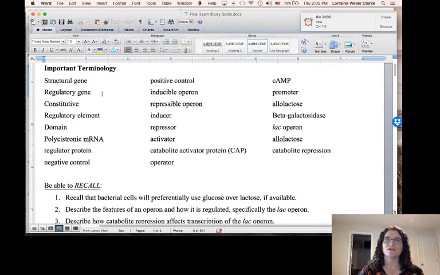The negative control, so let's say negative repressible. Negative repressible means it's always on unless the repressor is created and turns it off. A negative inducible means that it is always off unless something takes the repressor off. Negative inducible is the lac operon. Okay.